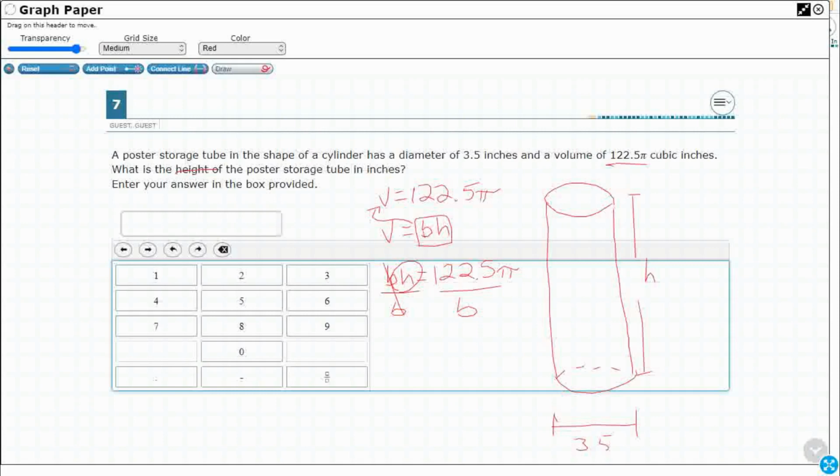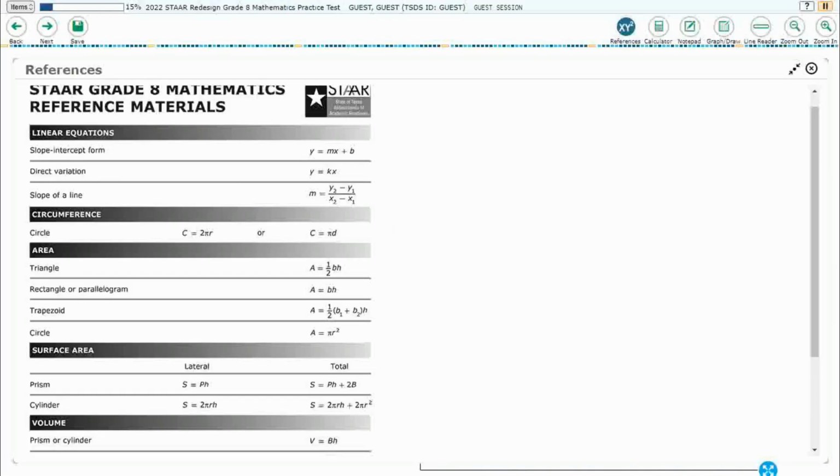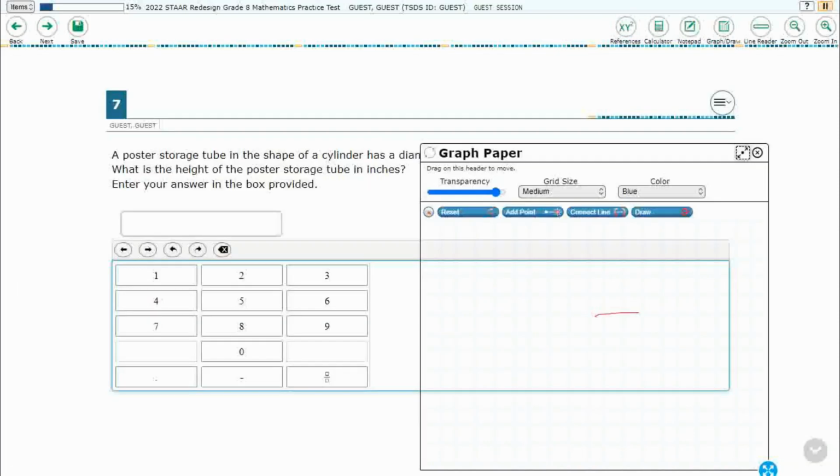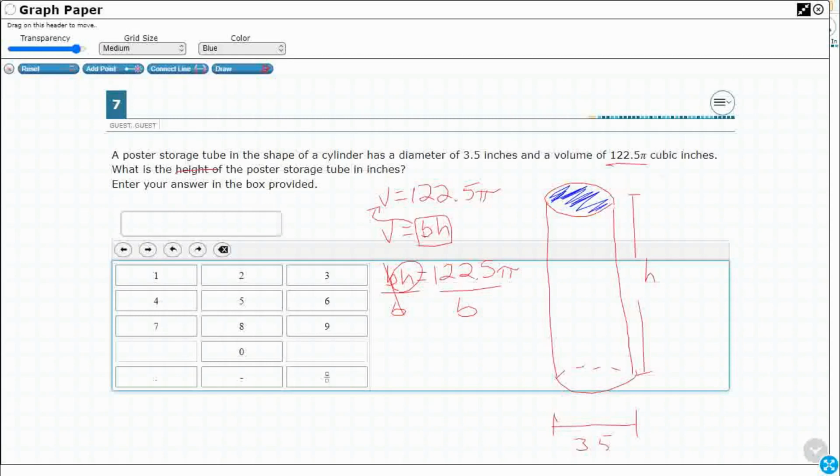Well, what is the base? Well, the base is this right here. Let me go ahead and draw it for you. We're going to find the area of this right here. So that's the area of a circle. And in case we forget, on our reference chart, area of a circle is right here: A equals pi r squared. So that's the confusing thing here. B actually refers to the area of the base. So in this case, the area of the base is a circle. So the area of that base equals pi r squared.